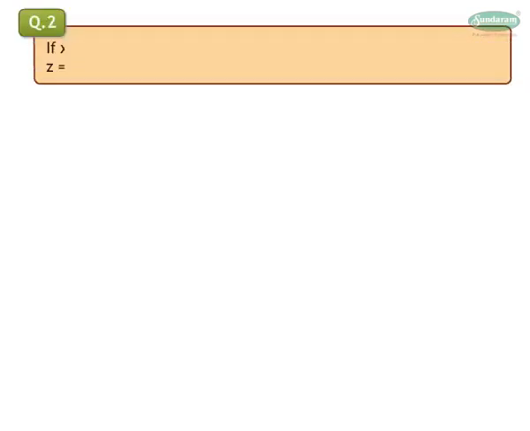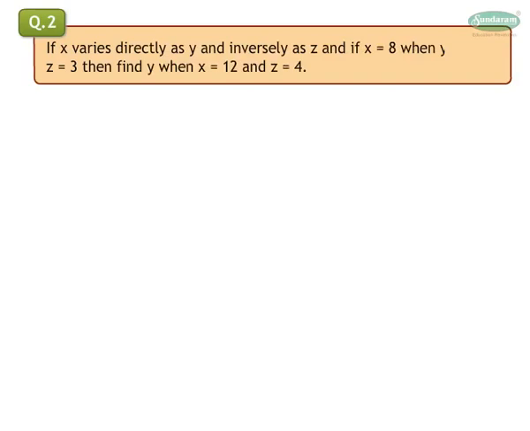Question 2. If x varies directly as y and inversely as z, and if x is equal to 8 when y is 5 and z is 3, then find y when x is equal to 12 and z is equal to 4.